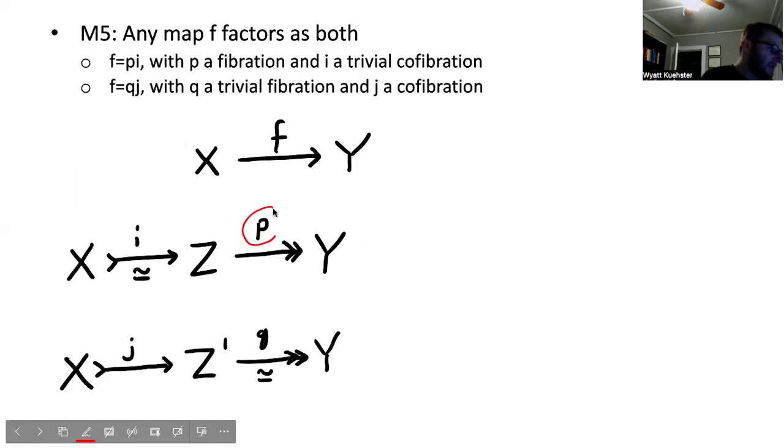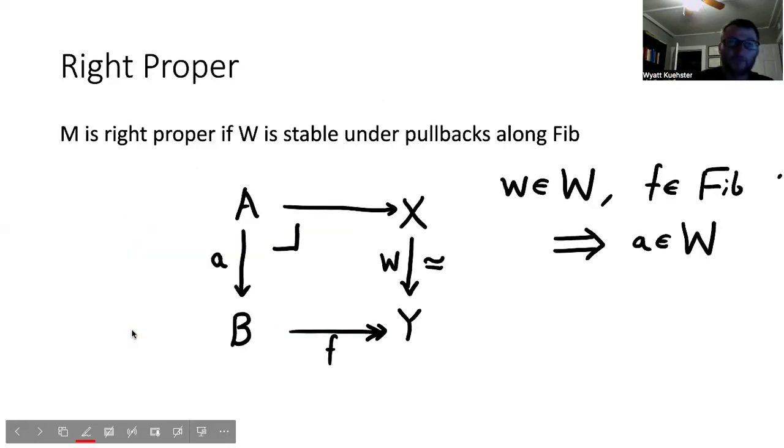So here's a P, a fibration, and I, a trivial cofibration. Or it can be factored into a trivial fibration and a cofibration. And any map should be able to be factored that way, not necessarily uniquely or functorially or anything like that, but just there exists such a factorization. Okay, now those are all the axioms of a model category.